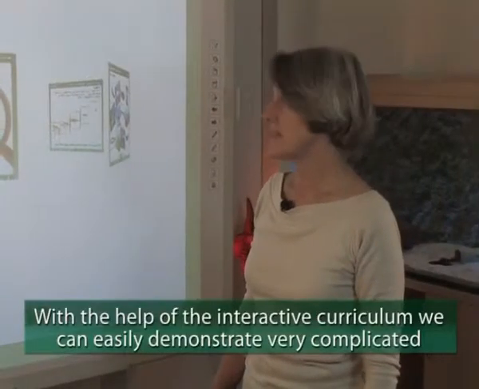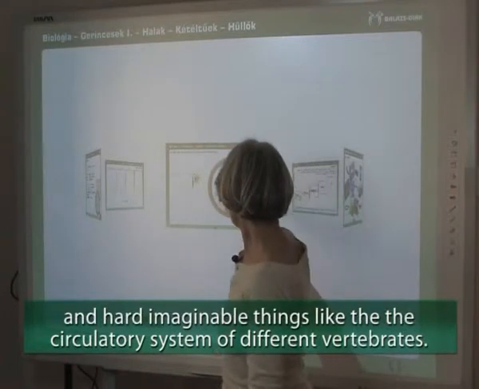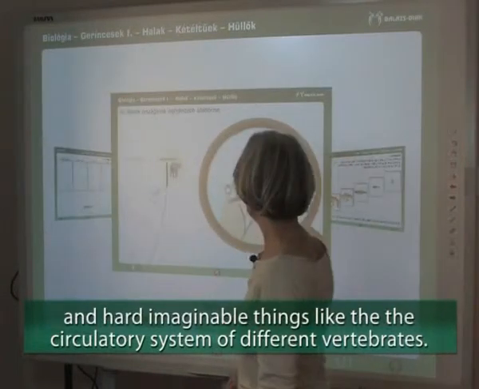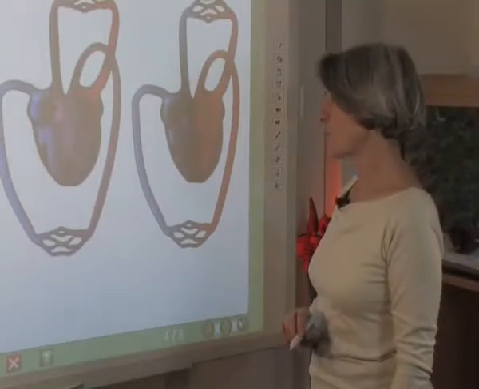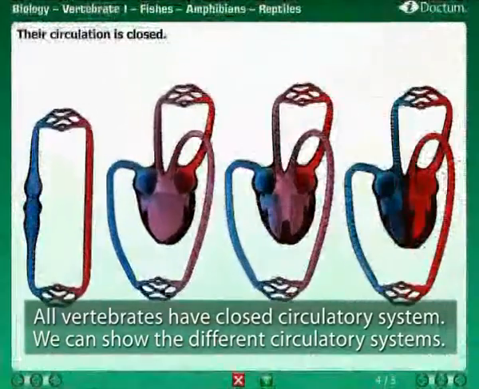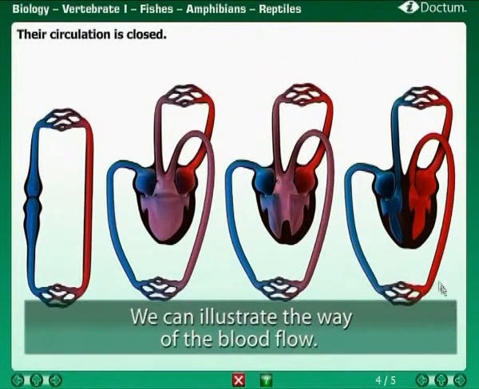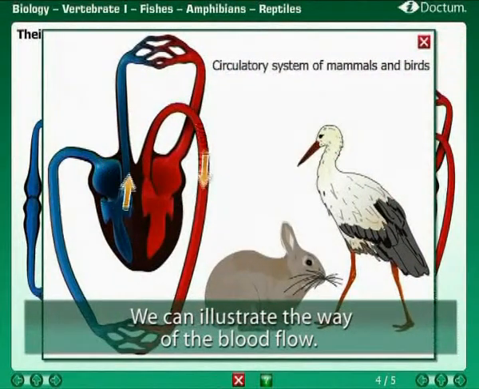With the help of the interactive curriculum, we can easily demonstrate very complicated and hardly imaginable things like the circulatory system of different vertebrates. All vertebrates have a closed circulatory system. We can show the different circulatory systems. We can illustrate the way of the blood flow.